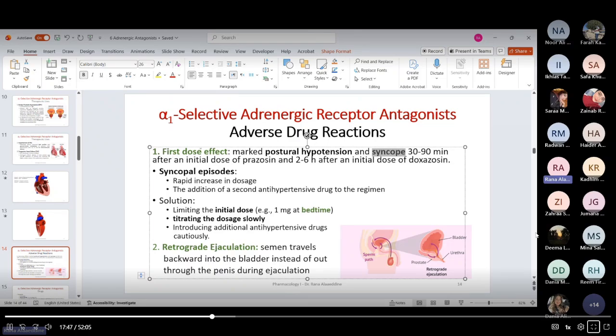So what do we do in order to help? Number one, I always start with 1 milligram. I start a very low dose, and then I slowly titrate up. Let's say I'm giving 20 milligrams. I start with 1 milligram and slowly raise it to reach 20 milligrams. I don't start with 20 because the patient might feel the hypotension.